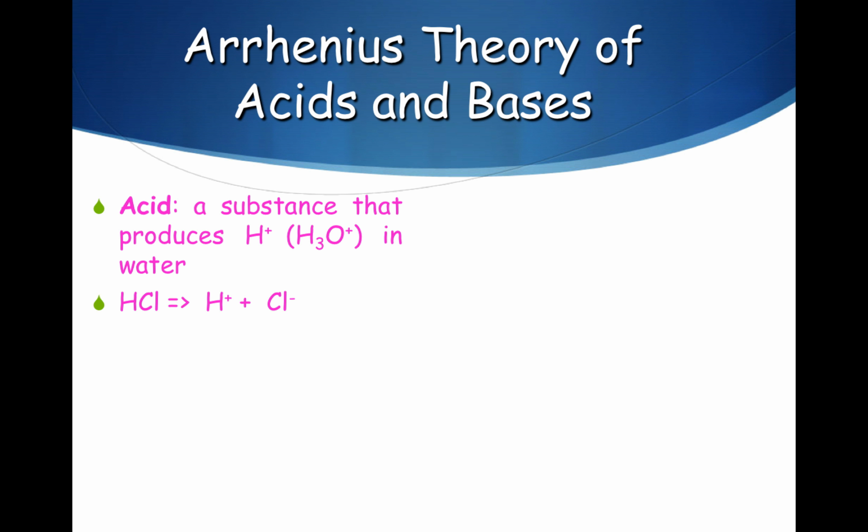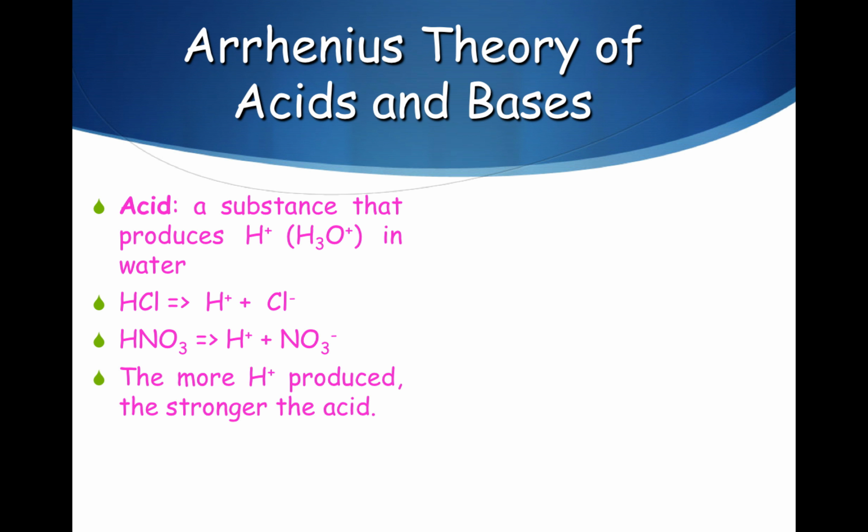Hydrochloric acid, for example, produces the hydrogen ion and the chloride ion. Nitric acid also produces the hydrogen ion and the nitrate anion. The hydrogen ion is the characteristic ion that all Arrhenius acids produce when they dissolve in water. And the more hydrogen ion produced, the stronger the acid.